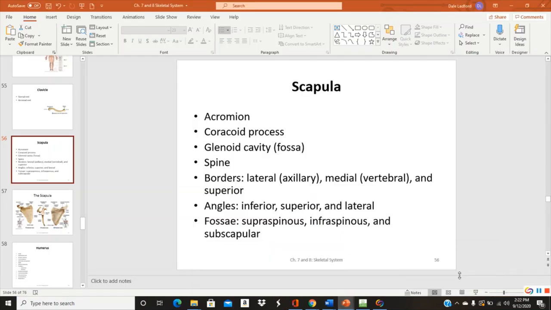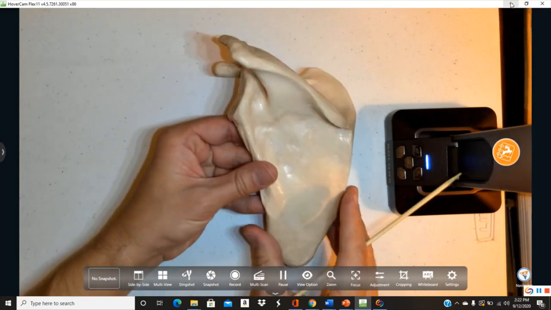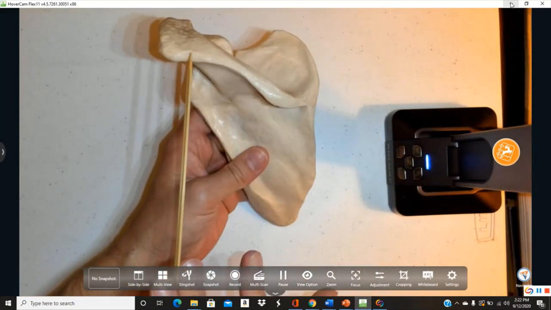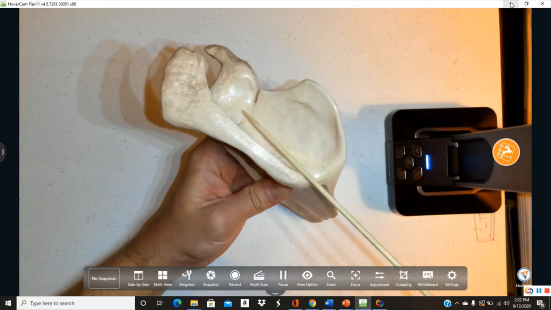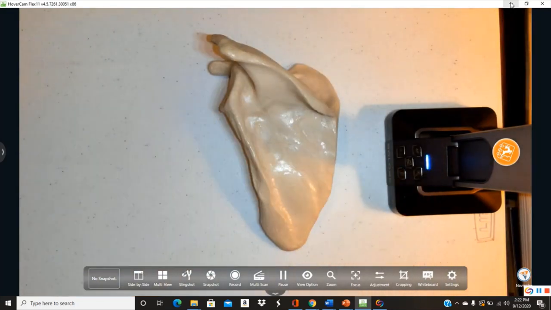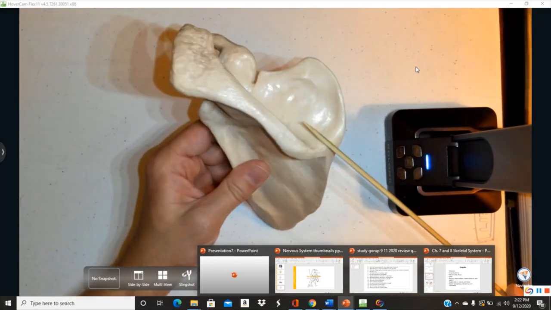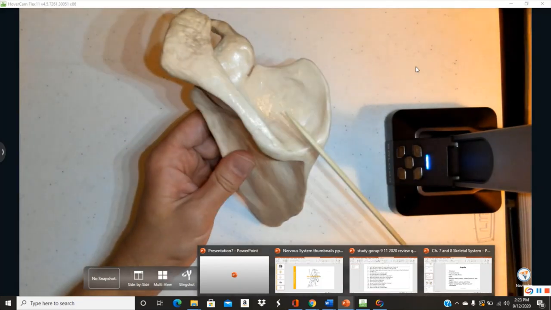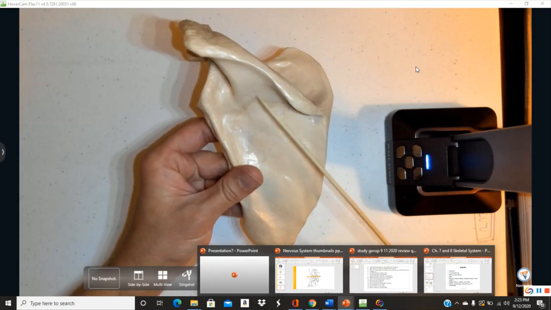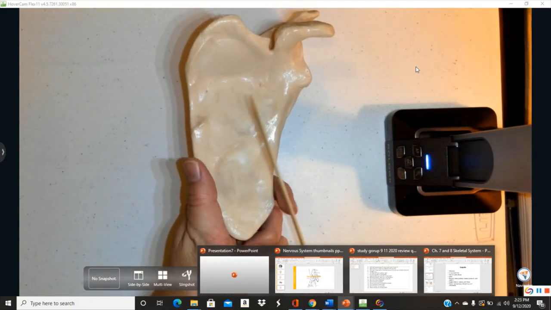Now, we said that you're going to be using the spine to find the supraspinous and infraspinous fossae. So here we're looking at the anterior surface. Let's turn it to the posterior surface and again find the spine. Above the spine of the scapula, we have a pit called the supraspinous fossa, where the supraspinatus muscle would be located. And then down here below the spine, there is a fossa called the infraspinous fossa. Supraspinous fossa, infraspinous fossa.